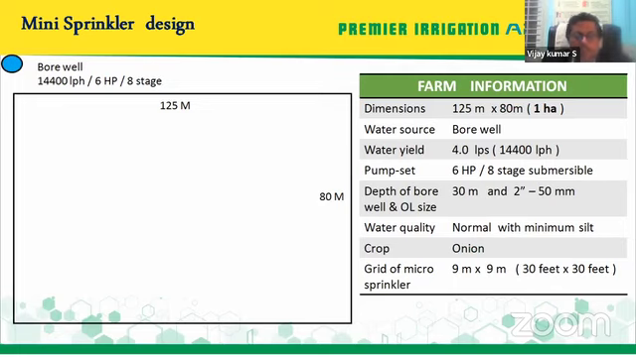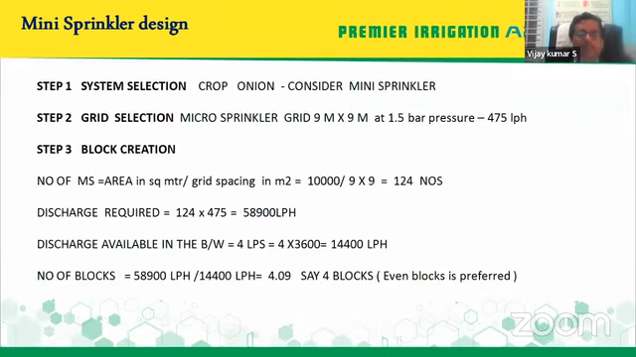The water quality is normal with minimum silt, and the crop that I want to irrigate, both for germination as well as the growth of the crop, is onion. And the grid of the mini sprinkler that I have considered is 9 meter by 9 meter. So here again the steps remain the same. So what is the first step? Let me decide that I am going to have a mini sprinkler for this particular crop, and then I will have to decide the grid. So the grid that I am going to decide is 9 meter by 9 meter at 1.5 bar pressure.